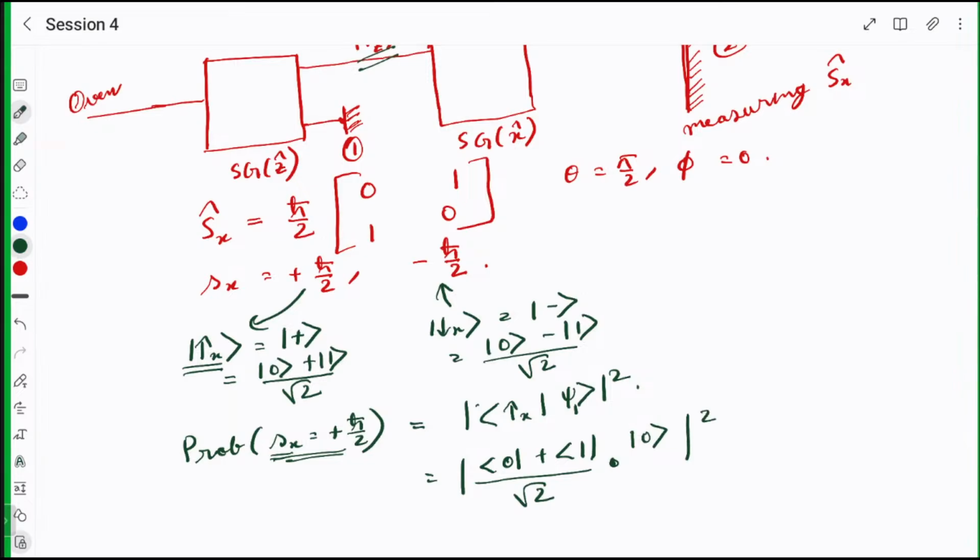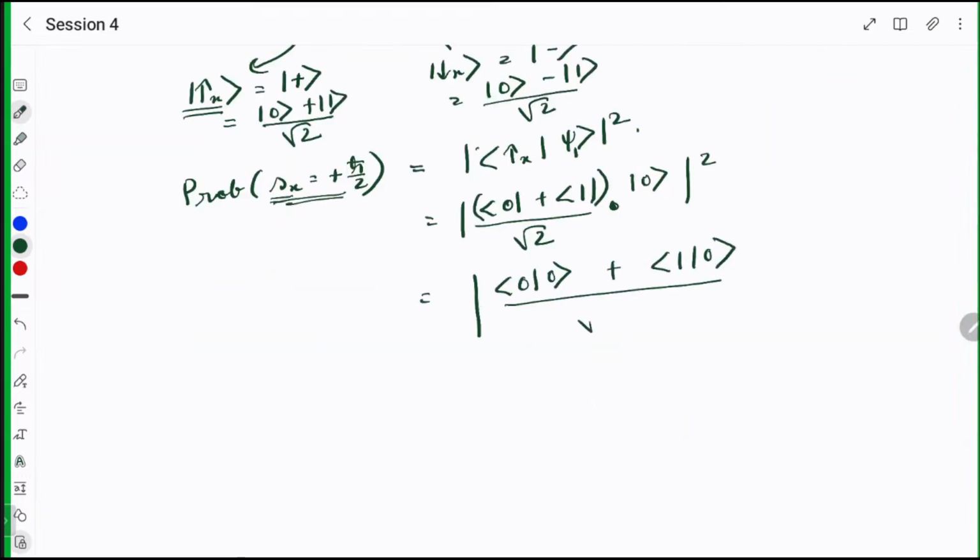Okay, so let's calculate this. Then basically you have the inner product of bra 0 plus bra 1 with ket 0. So this would be the inner product of 0 with 0 plus the inner product of 1 with 0, divided by root 2, whole squared.